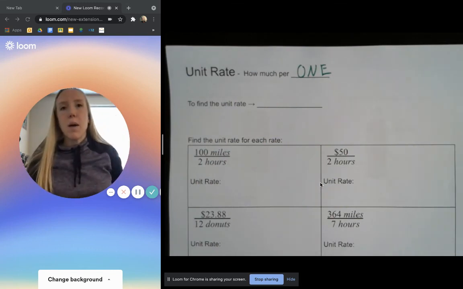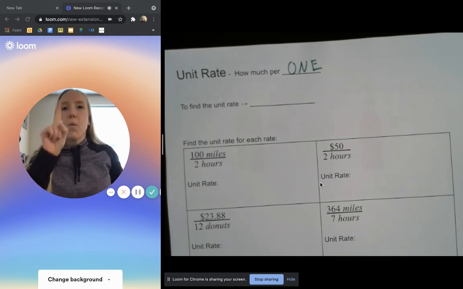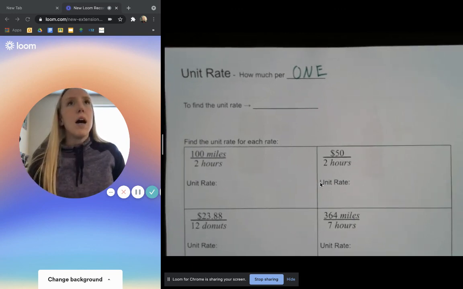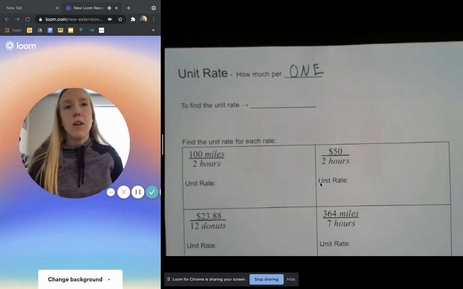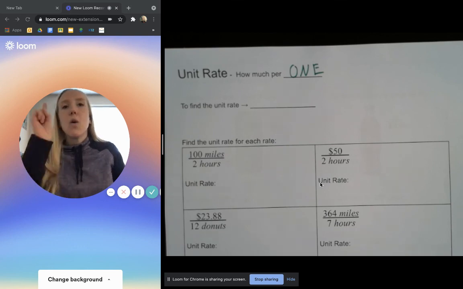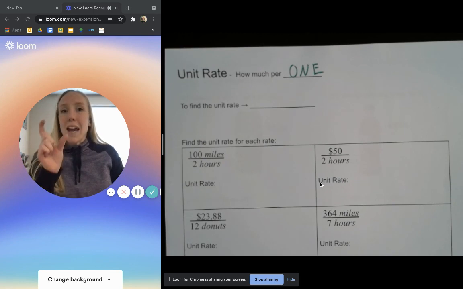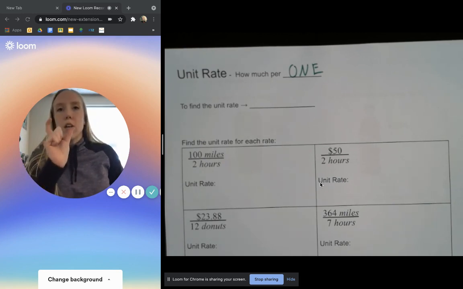So if you're thinking about how much you make in a day, you might want to know how much you make in an hour. That would be the unit rate in 1 hour. Instead of all 8 hours, you want to know how much you make in 1 hour. Or if you are going on a road trip and you're going to drive 12 hours, you want to know how fast you went in 1 of those hours. That is the unit rate.